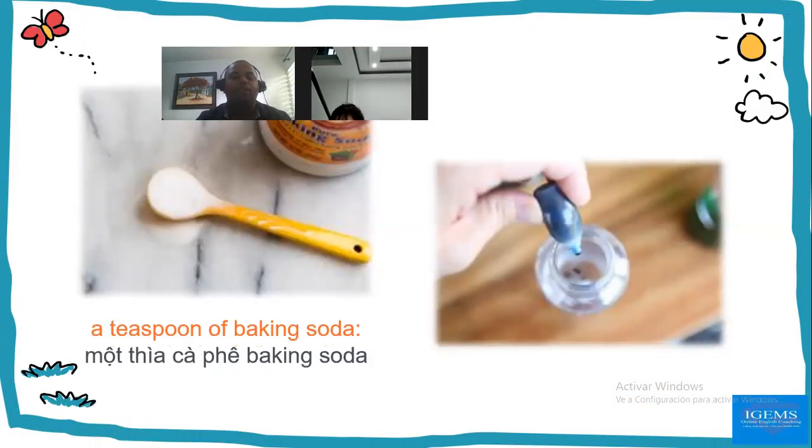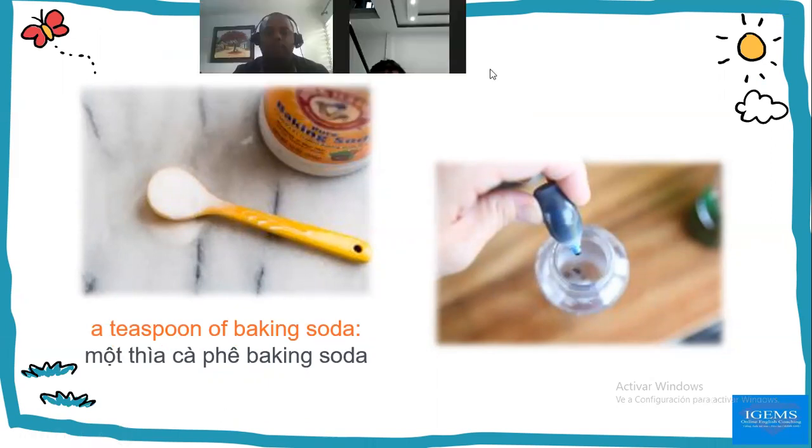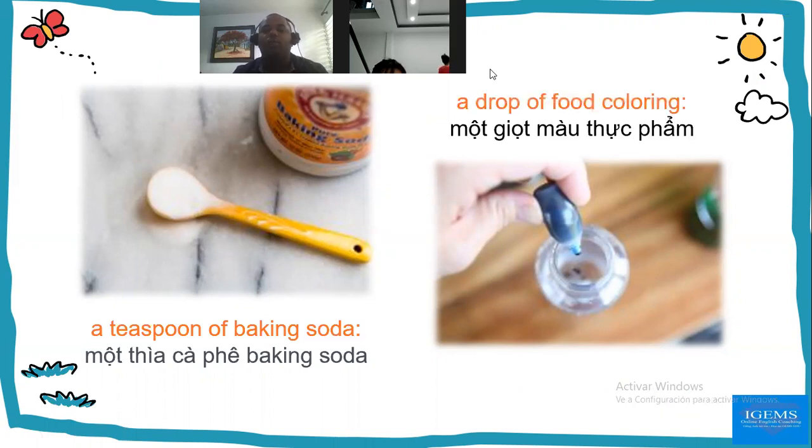Mm-hmm. And okay. What about this one? A teaspoon of baking soda. Baking soda. All right. And what about this one? A drop of food coloring.